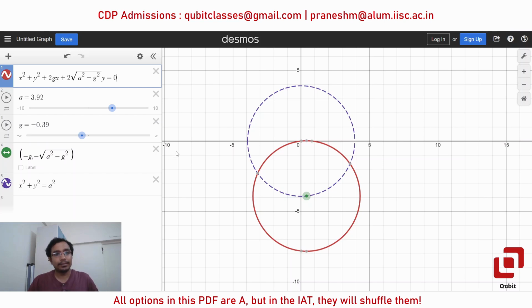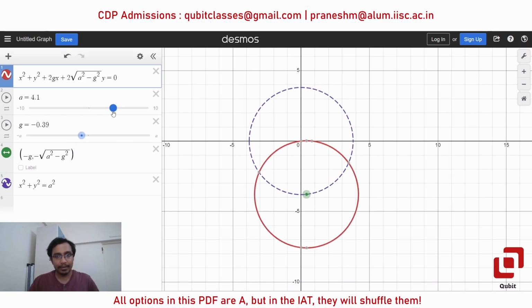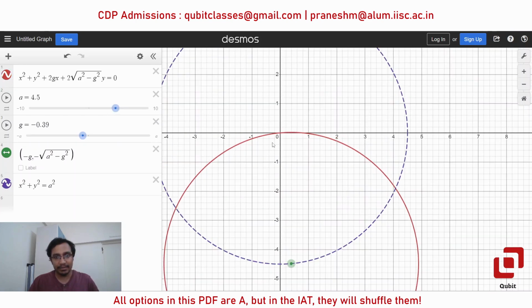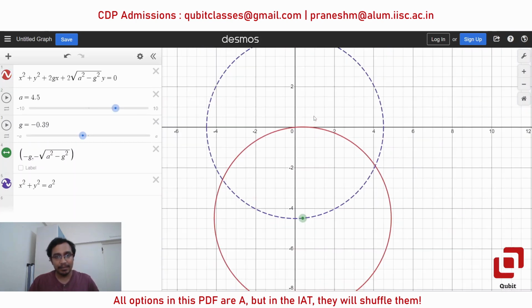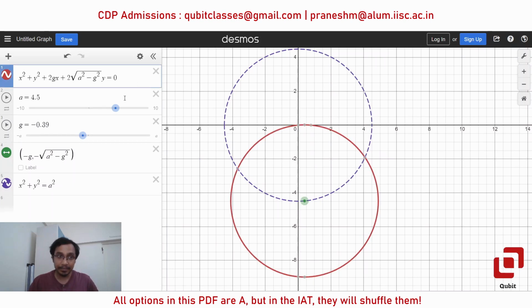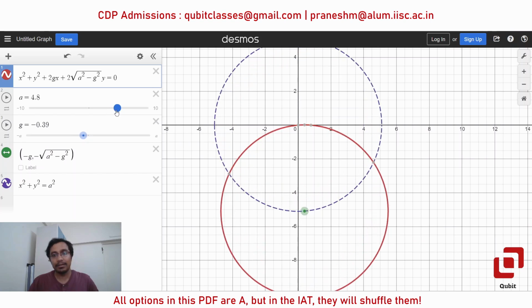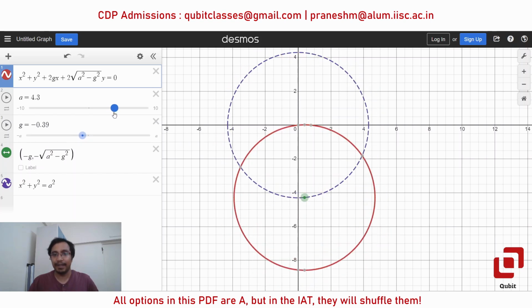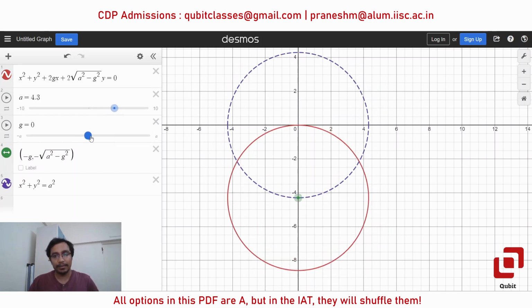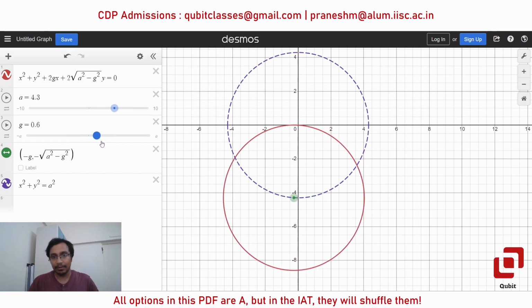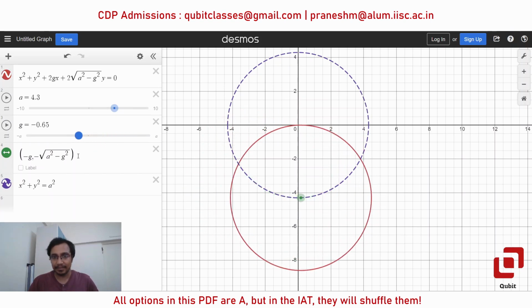Now what I have done is I have kept a varying. Okay, I have kept a varying, and as you can see, our circle passes through origin, the red circle. The red circle passes through origin all the time, no matter what happens to the value of a, and also no matter what happens to the value of g. Okay, it always passes through the origin.